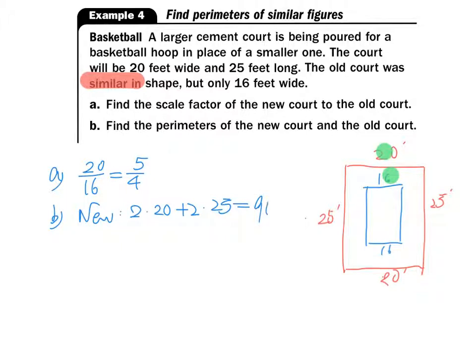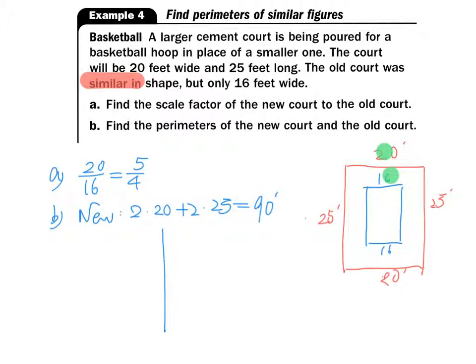So if you do your arithmetic, you should have 90 feet as the new court's perimeter. Now for the old court, I don't know. I only know the width. I don't know the length. Now there are two ways of calculating it. One way, I'm not going to do it for you and see if you can do it yourself.